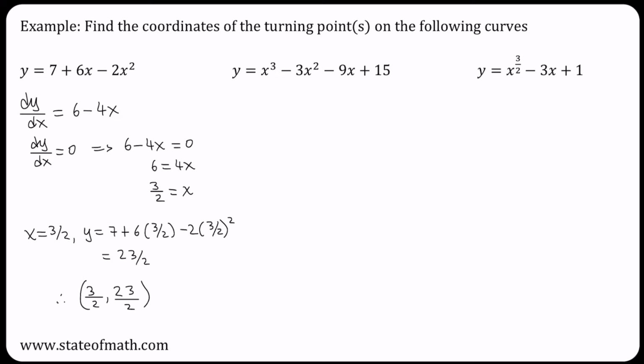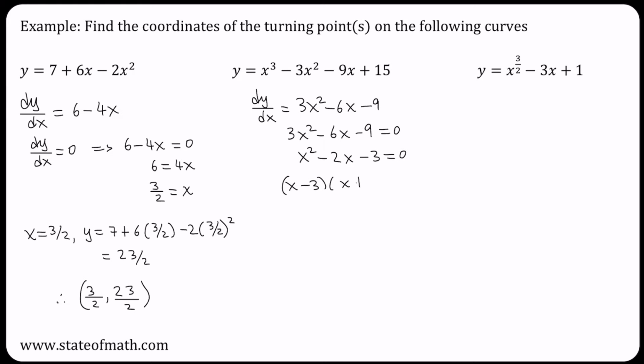In the second example, it's a cubic. dy/dx will be 3x squared minus 6x minus 9. I will set it equal to 0. I observe that I've got a quadratic which I can divide throughout by 3. So I get x squared minus 2x minus 3 is 0. This factorizes into (x minus 3)(x plus 1).